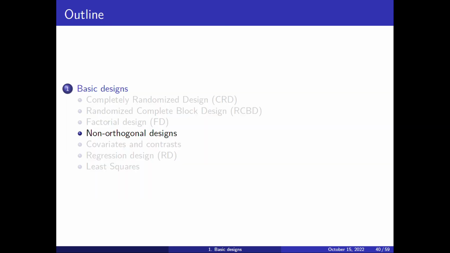So with this we finish our first introduction to factorial designs, and then we will continue with more advanced concepts.